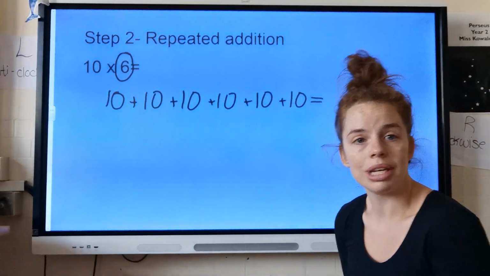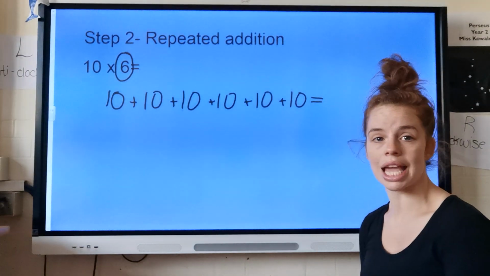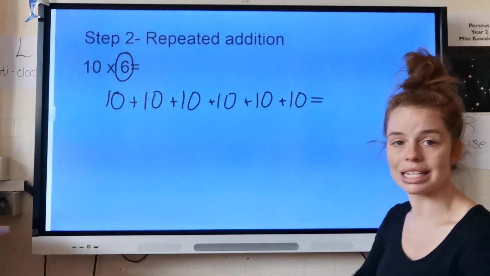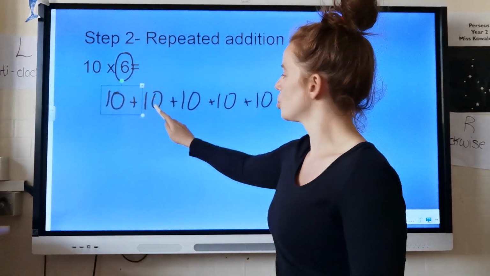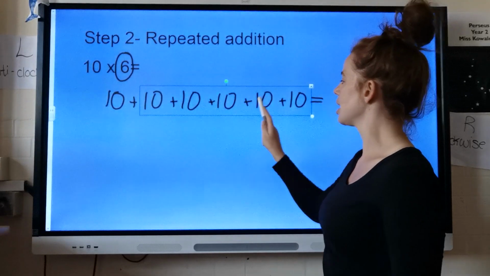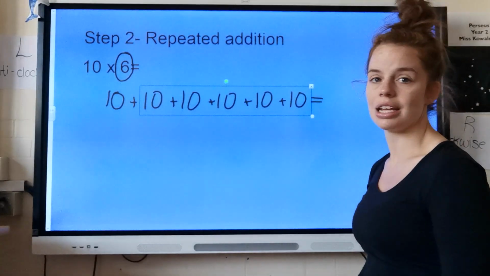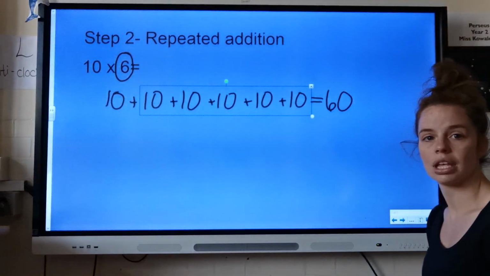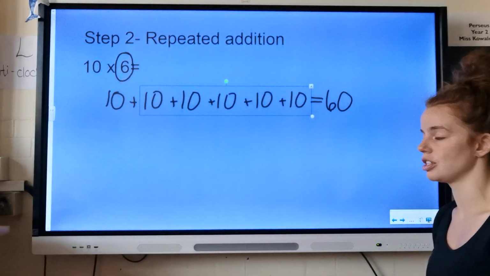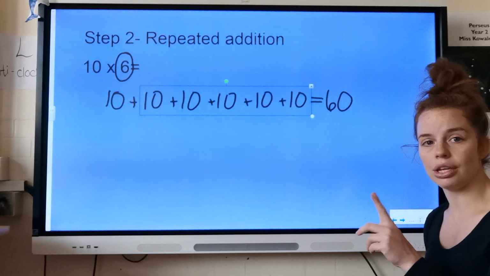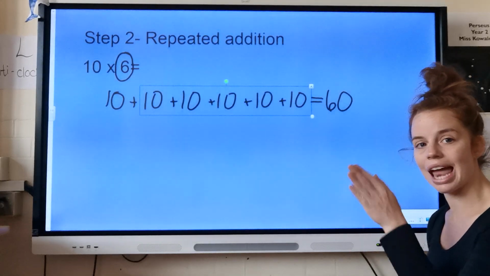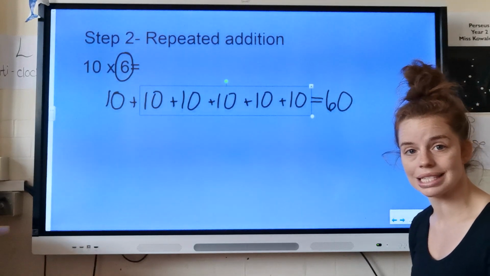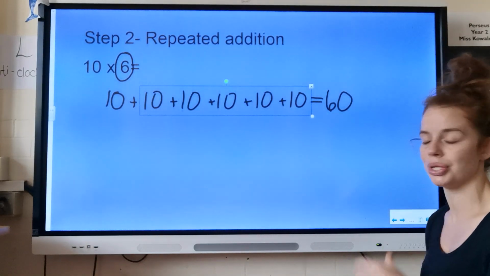And now all we need to do is add it together. And we know how to count in tens, so all we're going to do is count in tens 6 times. So 10, 20, 30, 40, 50, 60. So 10 times 6 equals 60. So that is how you do repeated addition. You take the one number that you know how to count in, and you add that number however many times the other number is. All right, so that's step number 2.